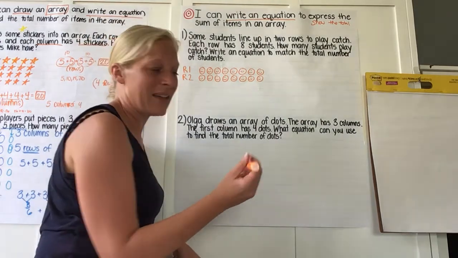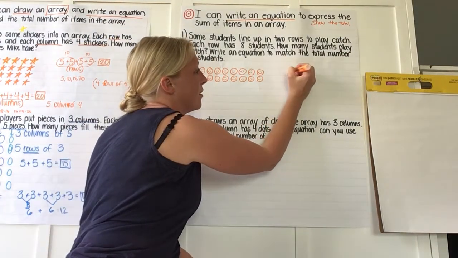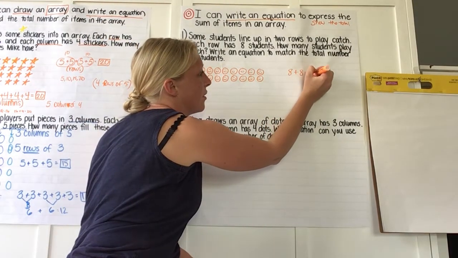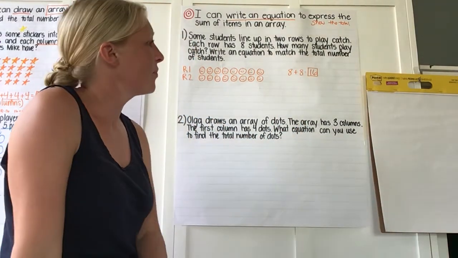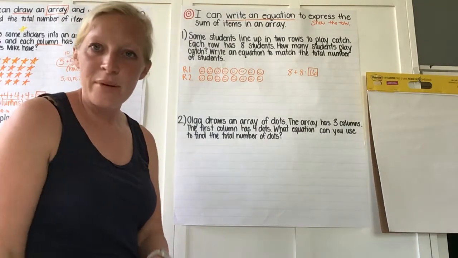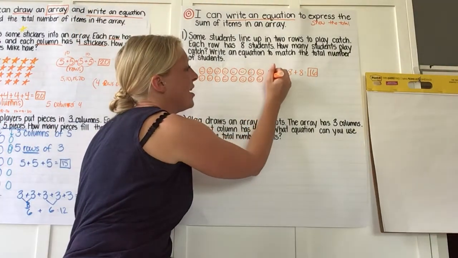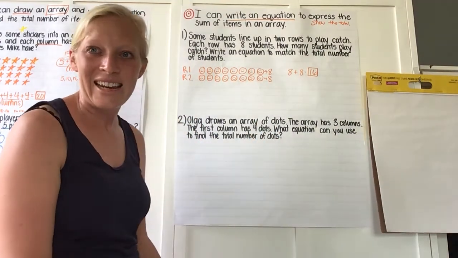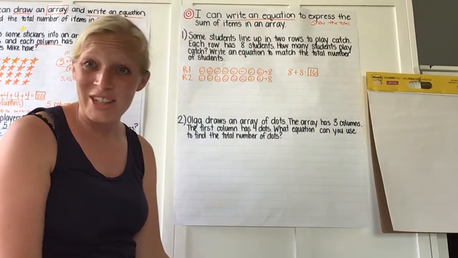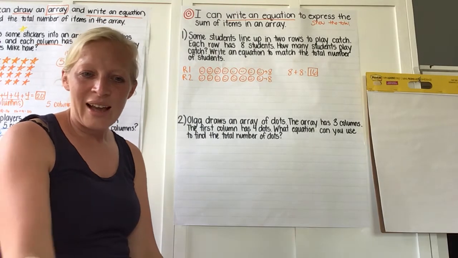Yes. Who else wrote that same thing? How did you know where the answer was going to be so quickly? That doubles fact, right? So we have our 8 and our 8, and our 8 plus 8 equals 16. But do you know that there's not just that one way to solve it? How did you solve it?